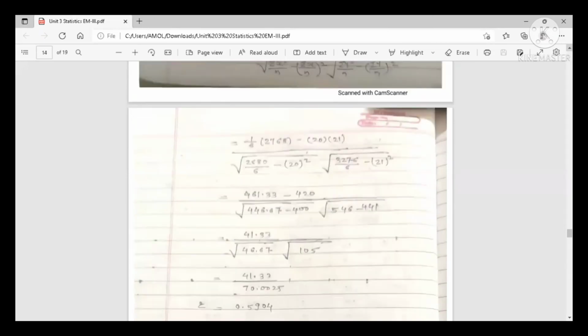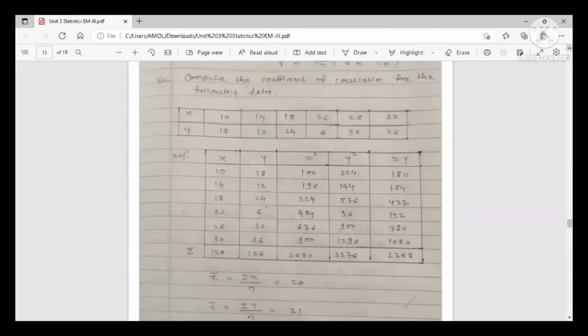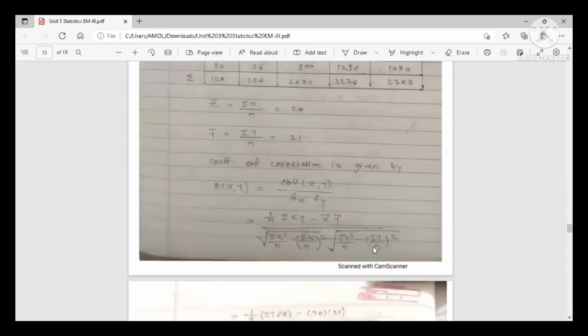So this is the example of coefficient of correlation. You remember that there are only 5 columns we have to construct while solving the problem of coefficient of correlation. First is x variable column, y variable column, then x square, y square, and then x into y. And you just use this formula to find the coefficient of correlation. Okay, so the topic coefficient of correlation is also covered here.